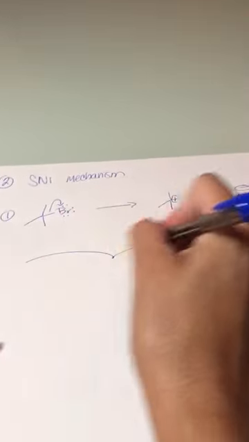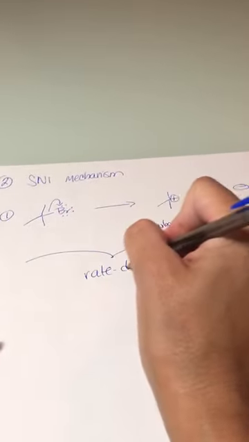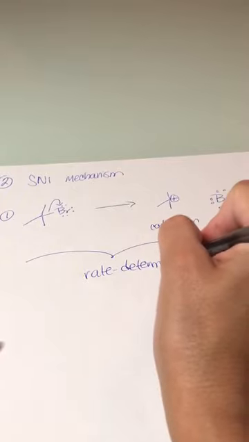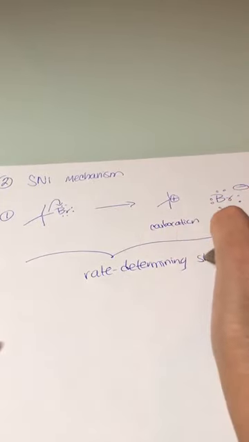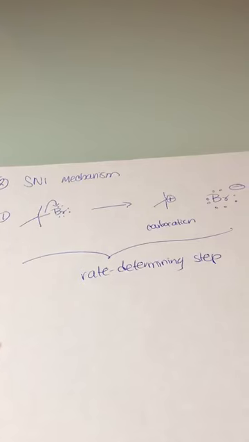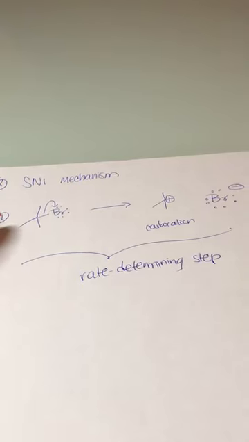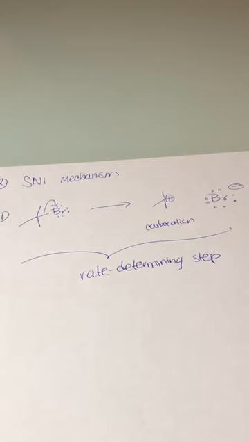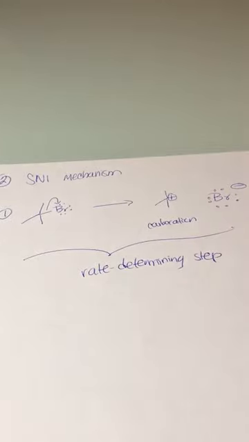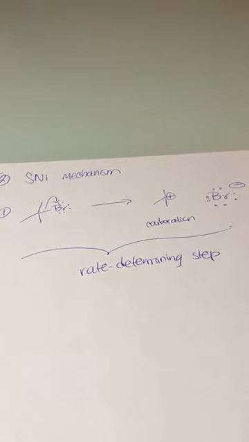This is also the rate determining step. As you can note here, only this compound, the haloalkane, is participating in the rate determining step. So later on, when we are talking about the kinetics, it will only depend on the concentration of the haloalkane, because at this point, the nucleophile is not participating in the rate determining step.